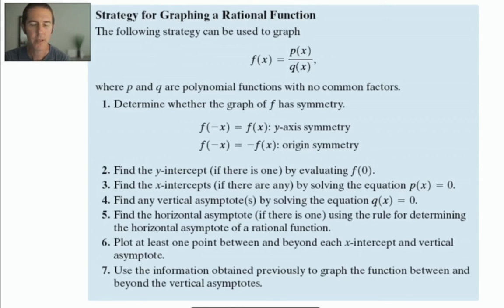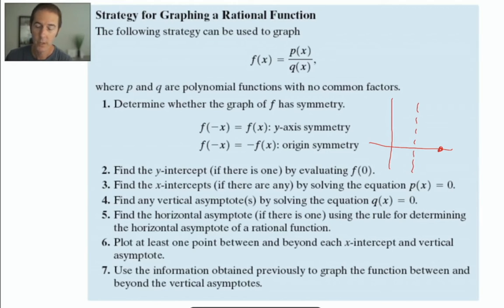And number 6 recommends that once we have found x-intercepts and vertical asymptotes, that we plot some additional point, at least one, in between the x-intercepts and the vertical asymptotes in order to get a feel for how the curve acts between the x-intercept and the vertical asymptote. I mean, if I had a vertical asymptote here and an x-intercept here, great, so my curve passes through that x-intercept. Which way does it go?